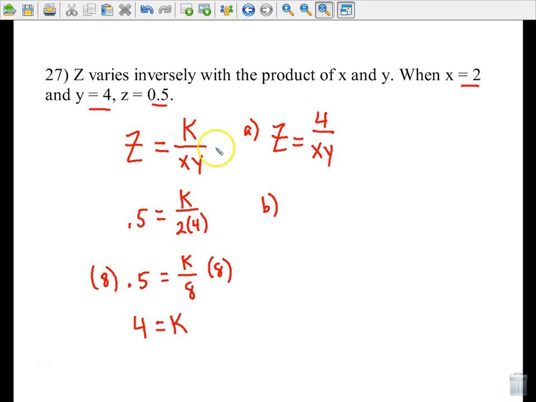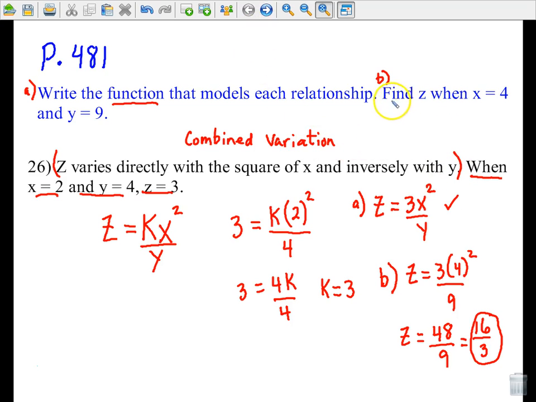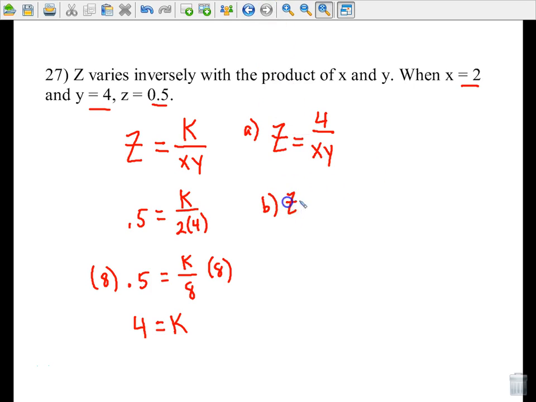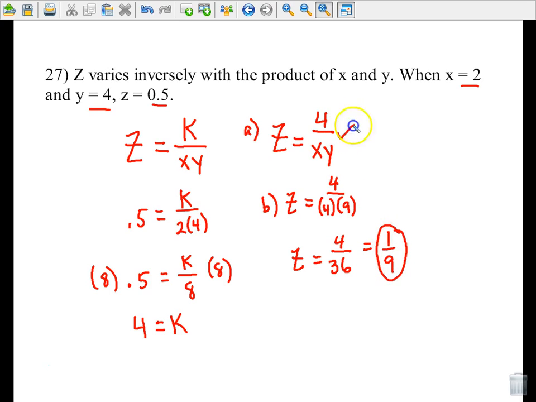Now answer part B: going back to here, find z using those same numbers for x and y, 4 and 9. So z is equal to 4 over 4 for x times 9 for y. z is going to be 4 over 36, which reduces to 1/9. So that's my part B answer. Here's the function, finding the value for k, and then here's using the function with those given values for x and y. I hope that helps you out, and let me know if you have any questions.